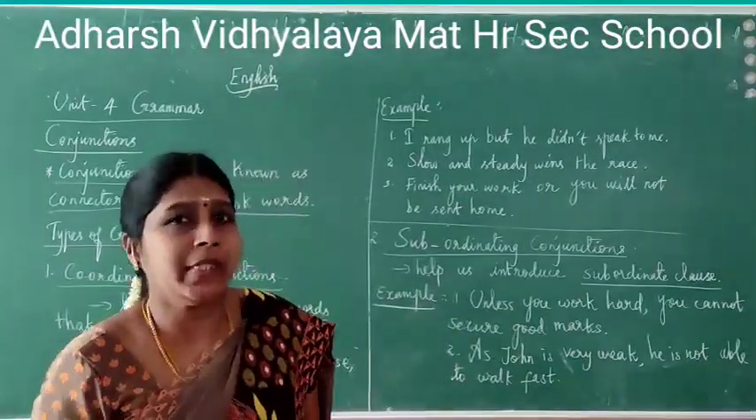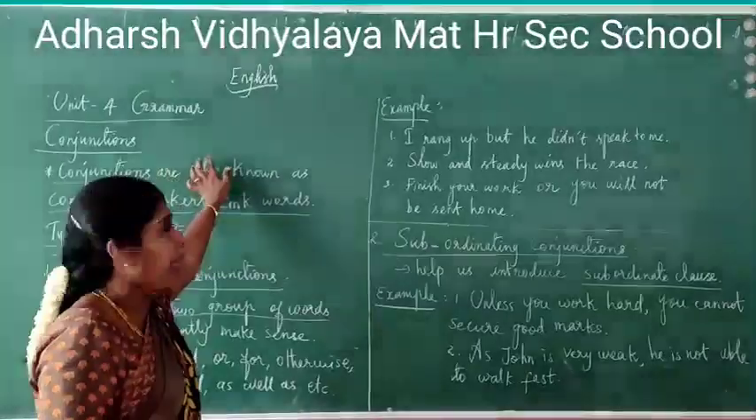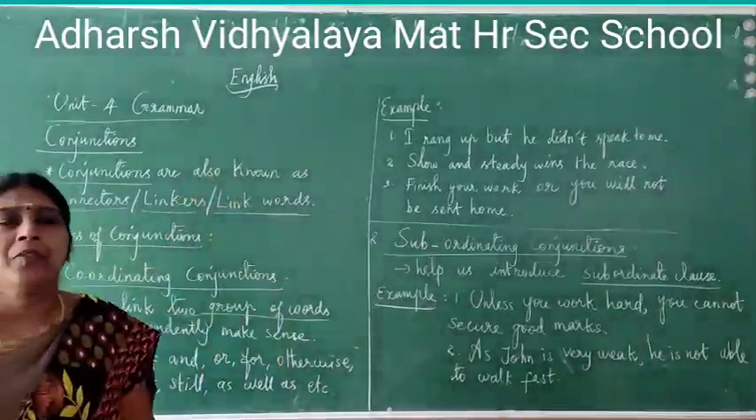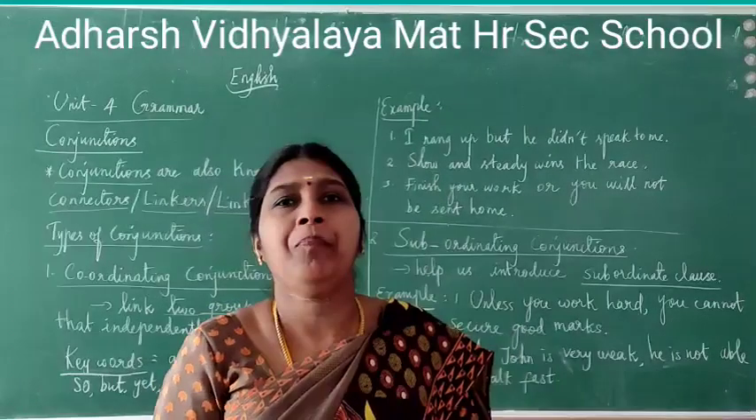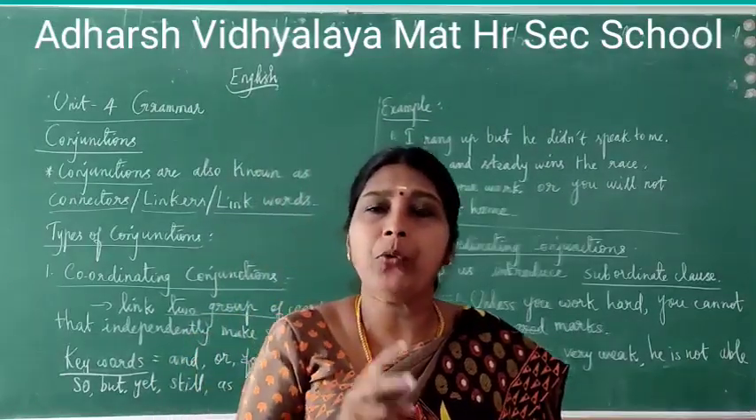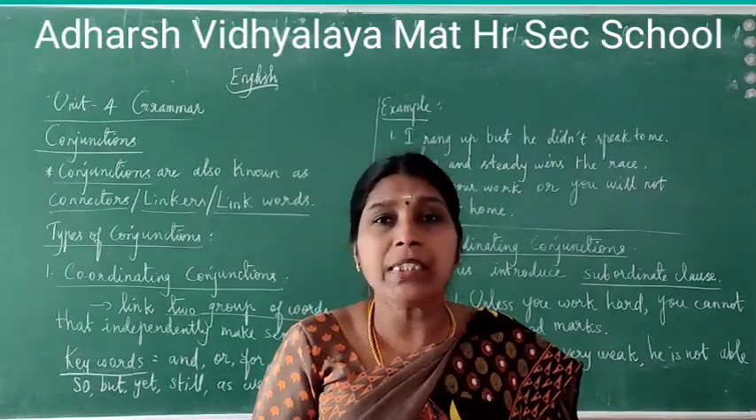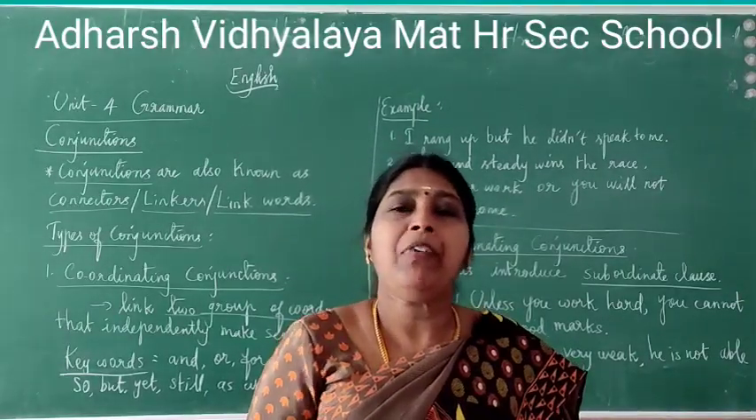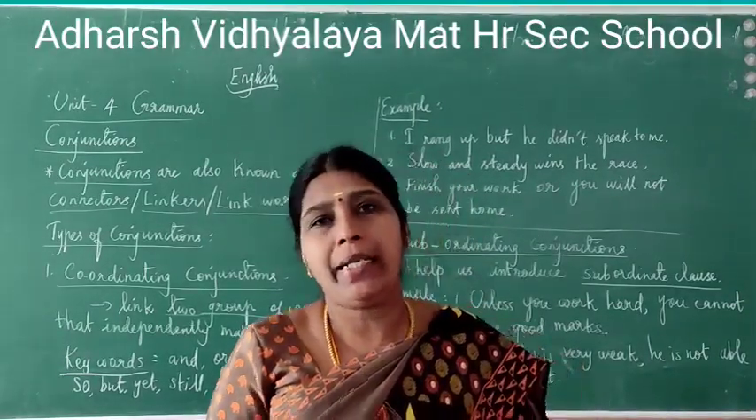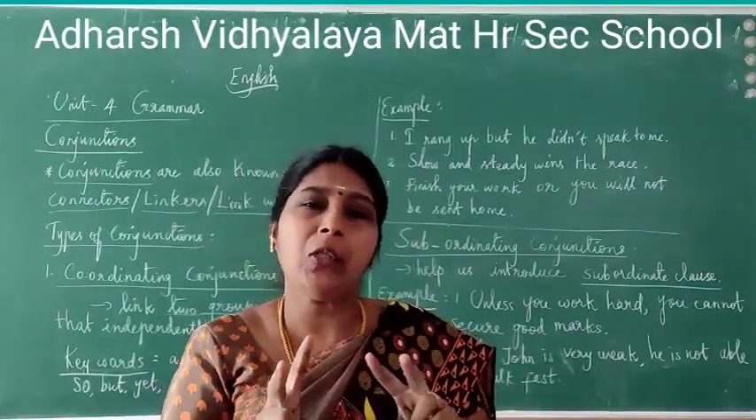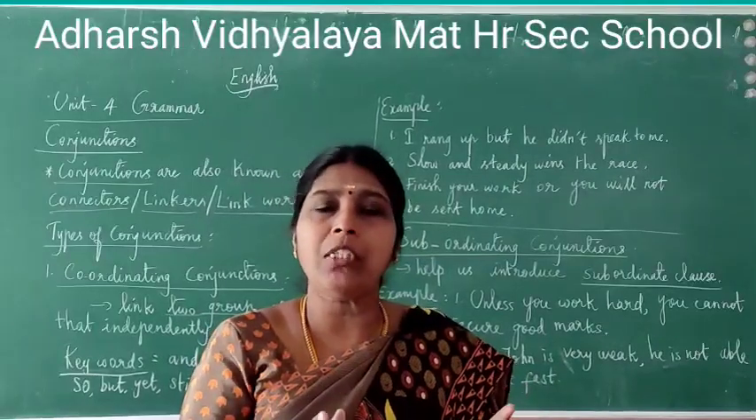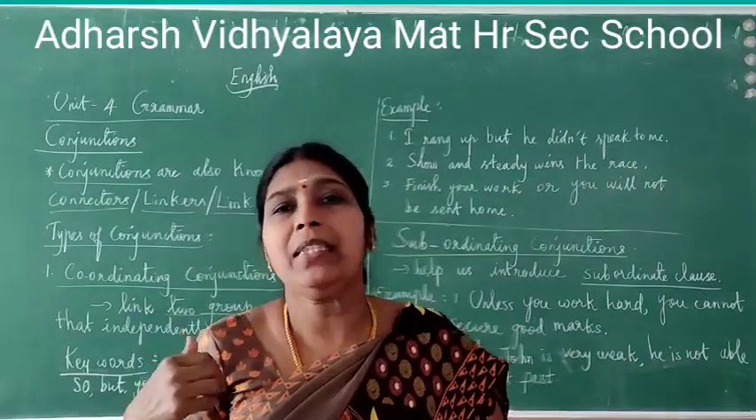Now we are going to see Unit 4 Grammar, Conjunctions. Conjunction, that means what? Conjunction means connective word. So it is used to join two words or two sentences. You know already. For example, two words means what? I and you. Ramesh and Nikita. Like that, two names or two words we can join by using these words.